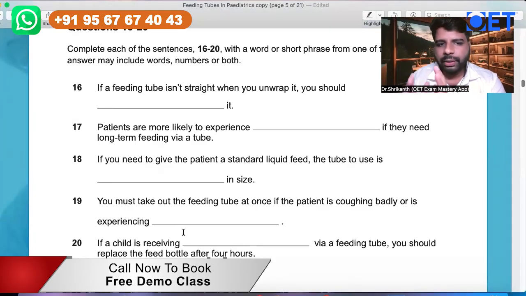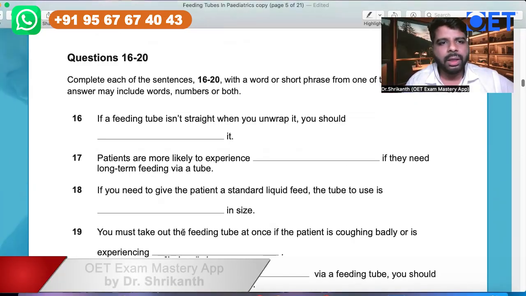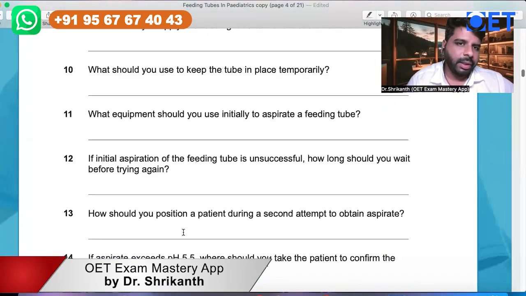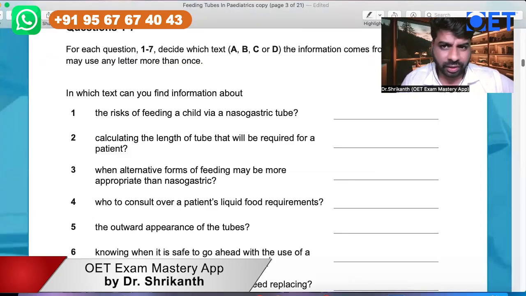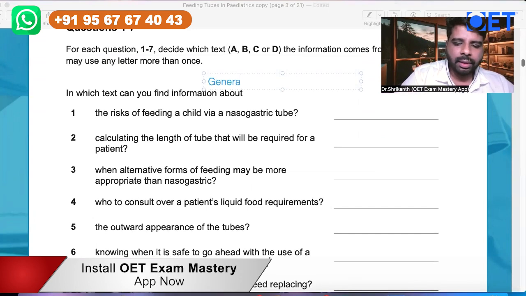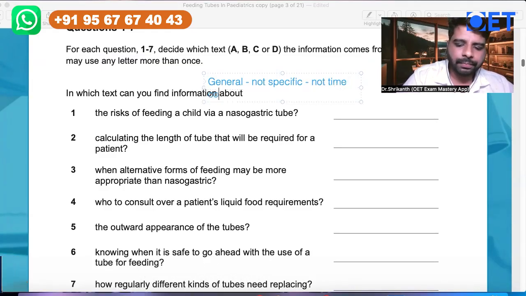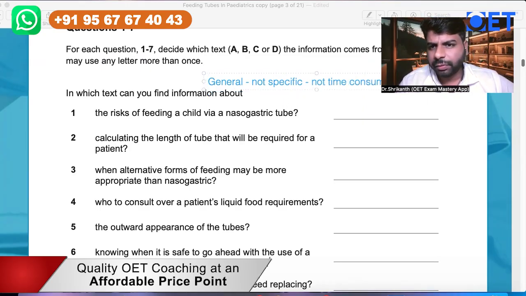So you have spent 30 seconds. You have a clear idea of text A, B, C, and D. Now you have two options. First option is to do the match the following questions first. Match the following questions are general. General means they are not specific. And since they are not specific, they are not time consuming. That is match the following questions.